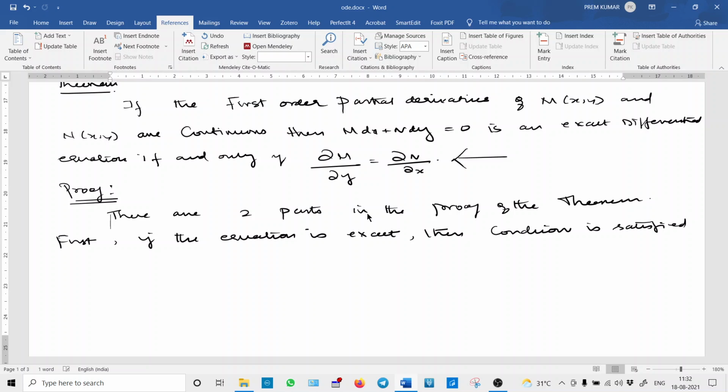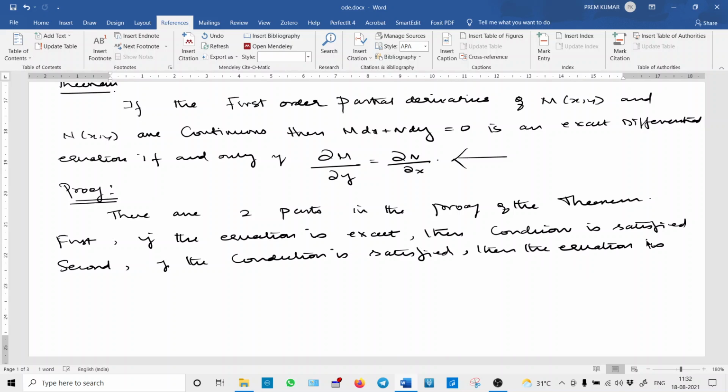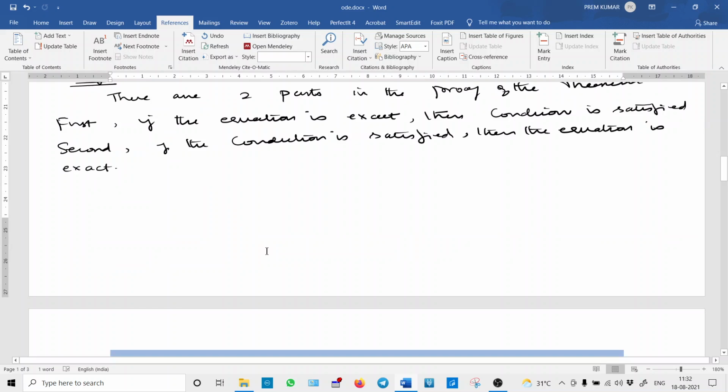Second, if the condition is satisfied, then the equation is exact. Okay, these are the two parts of the theorem. The first part, that is a necessary part, we say.